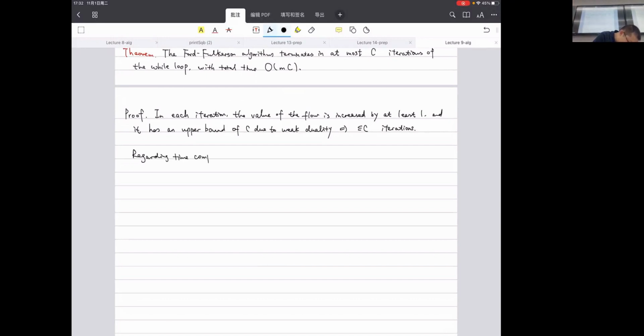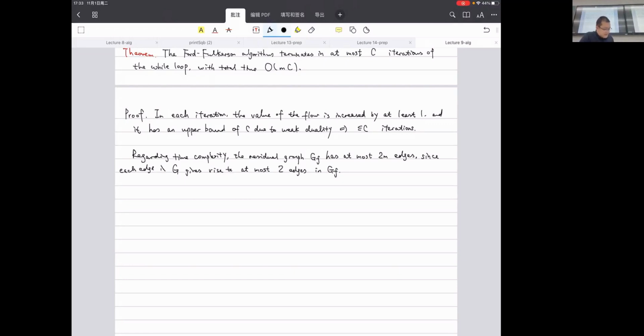So regarding time complexity, the residual graph G_F has at most 2m edges. So if the original graph has m edges, the residual graph has at most 2m edges. So each edge in G gives rise to at most 2 edges in G_F. This is a very straightforward observation that basically this residual graph should not be too large.